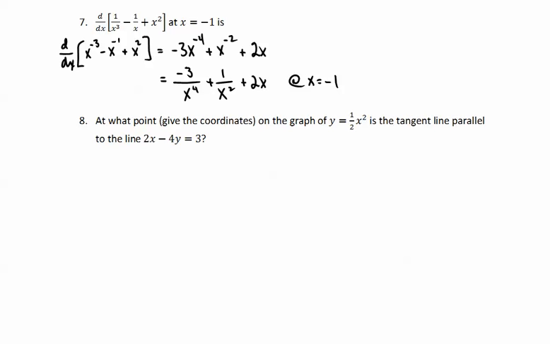at the point where x equals negative 1. We get negative 3 over 1 plus 1 over 1, then minus 2, and we will have negative 3 plus 1 minus 2 is negative 4. And we'll go on to problem number 8.